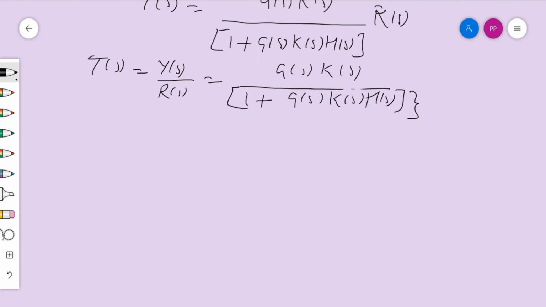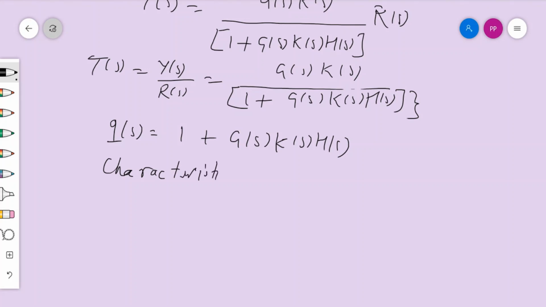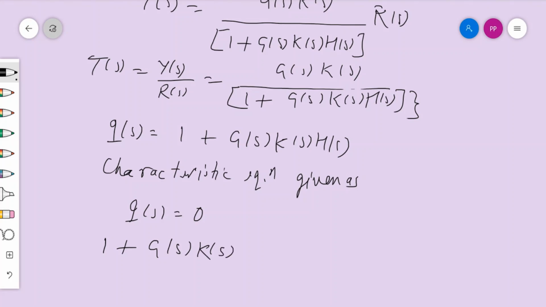So we can assign Q(s) as a polynomial equal to 1 plus G(s)H(s), which is the denominator, and this is the characteristic equation given as Q(s) equal to 0. It means we have to find all the roots of this polynomial so that the RHS becomes 0.